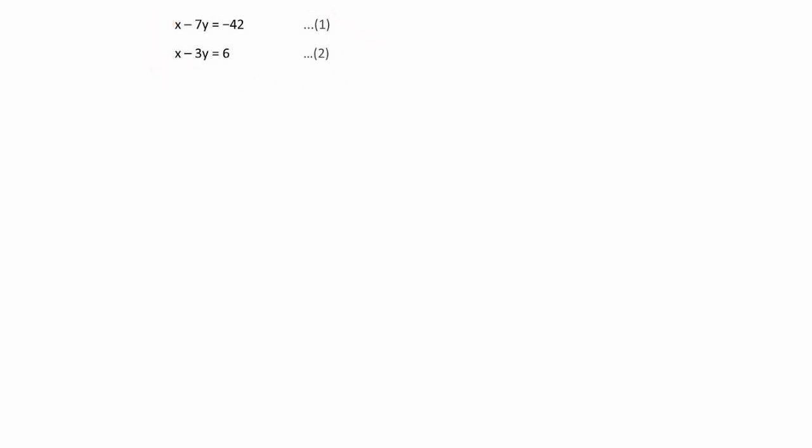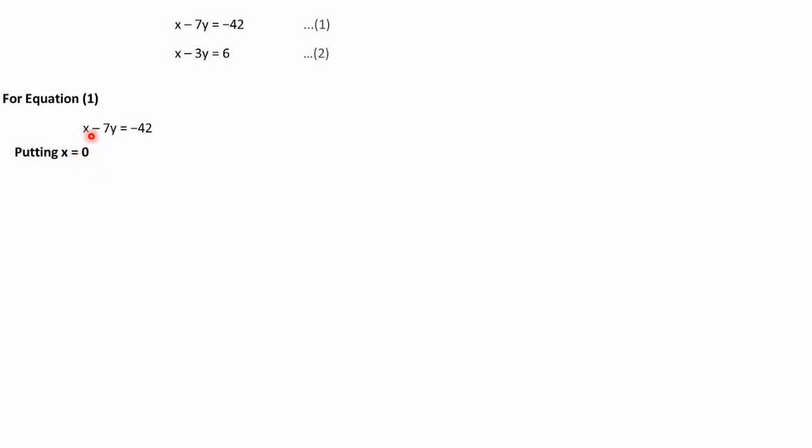For that, we have to make a table with the points for plotting on the graph sheet. So let's take the first equation, x minus 7y is equal to minus 42. Here we can take any value for x and we have to find the corresponding value for y. While taking the values, make sure that whatever value you take stands within the graph sheet. So first of all, I am taking x is equal to 0. Any value you can take for x.